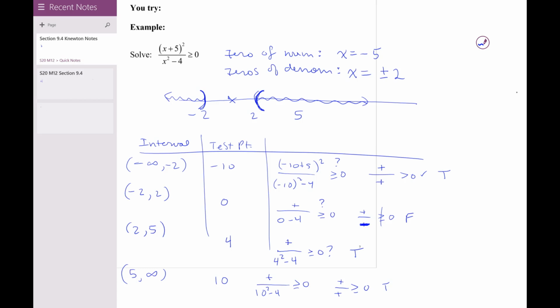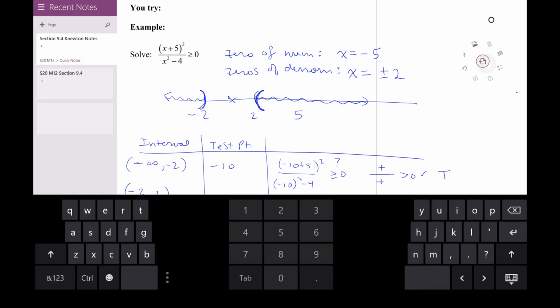This is not correct. So this is a dud. Darn it. That's what happens when I do it later in the day when I'm not fresh.